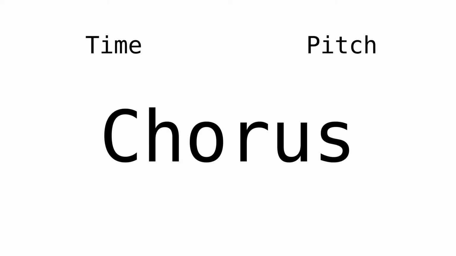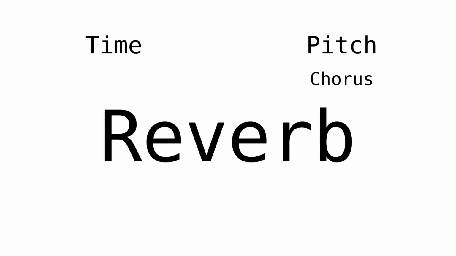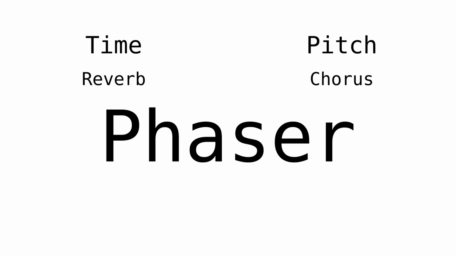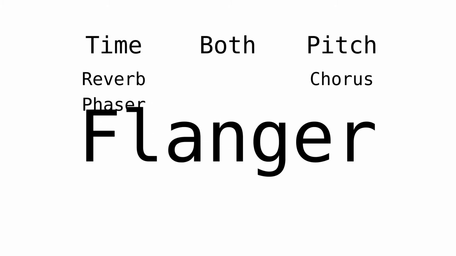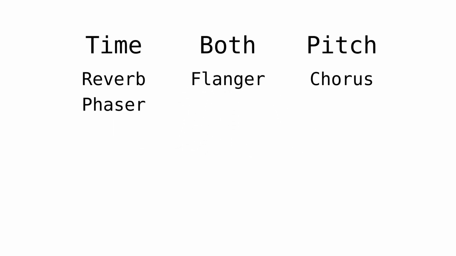Chorus affects the pitch of both channels. Reverb affects the timing of both channels. Phasers affect the timing of both channels. Flanger affects the pitch and timing of both channels. Using any of these plugins will most likely result in more stereo width.